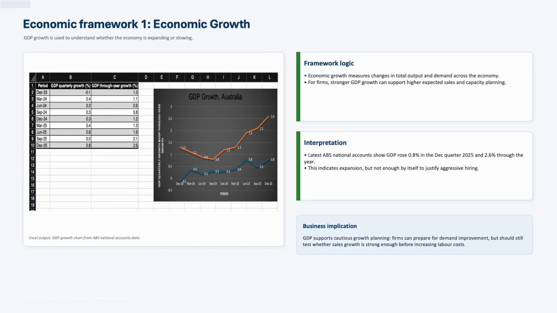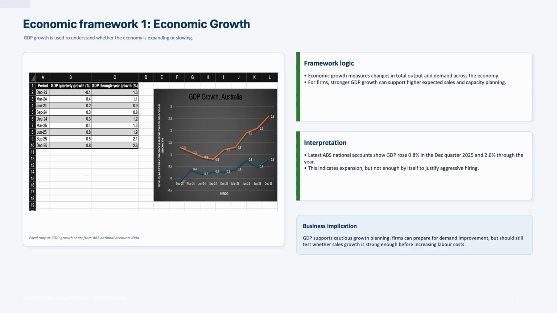The first economic framework is economic growth measured through GDP. GDP is useful because it shows whether the overall economy is expanding or slowing. For businesses, stronger GDP growth can suggest better demand conditions, higher sales potential, and more confidence for planning. The Excel chart on this slide shows GDP growth using ABS national accounts data.